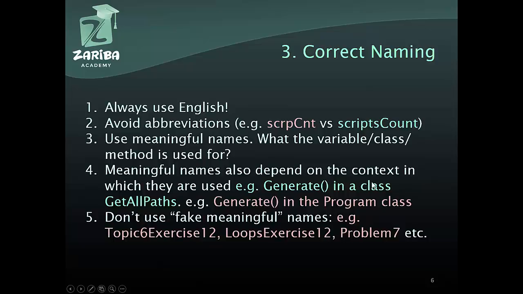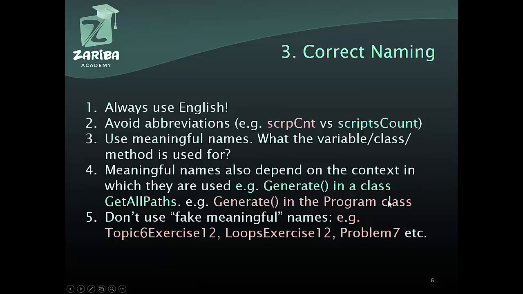Meaningful names also depend on the context in which they are used. You can't just say straight away, this name is bad. You have to look at it in context. In this case, we have generate in a class get all paths. In our case, with graph theory, it was compute, which is now quite clear. We have a class which is static, called get all paths, and a method called compute, right? So it's quite clear. But if you have something like generate in program, or anything that's undefined, it's just not clear what you're trying to do.